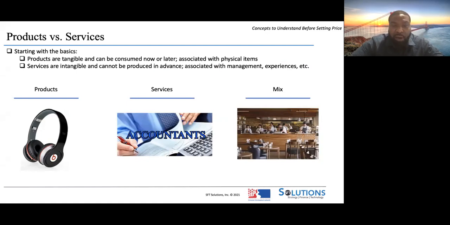Some businesses, though, are a mix of both, right? So the restaurant industry is a great example of an industry that both offers a product and a service. The hamburger is a product, but the service and the experience that you get is a service, right? So think about those two and how it blends together to form the overall offering in the restaurant industry.